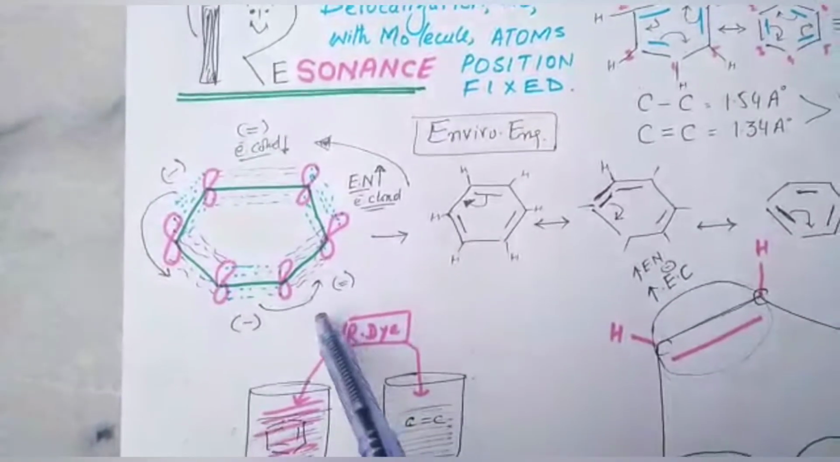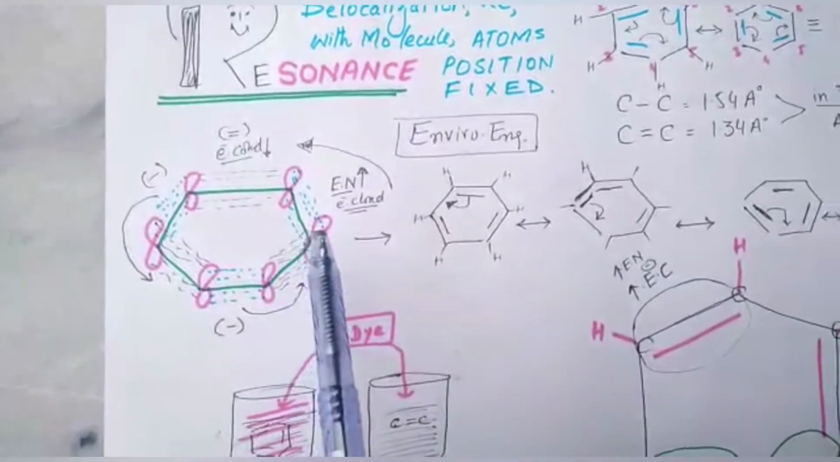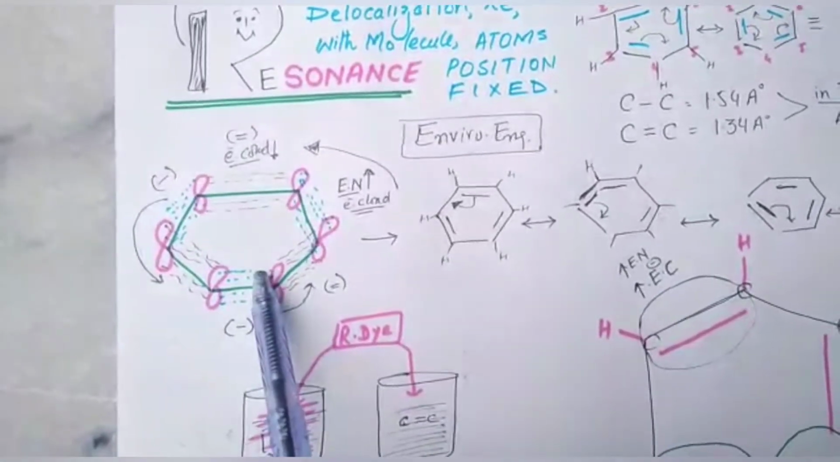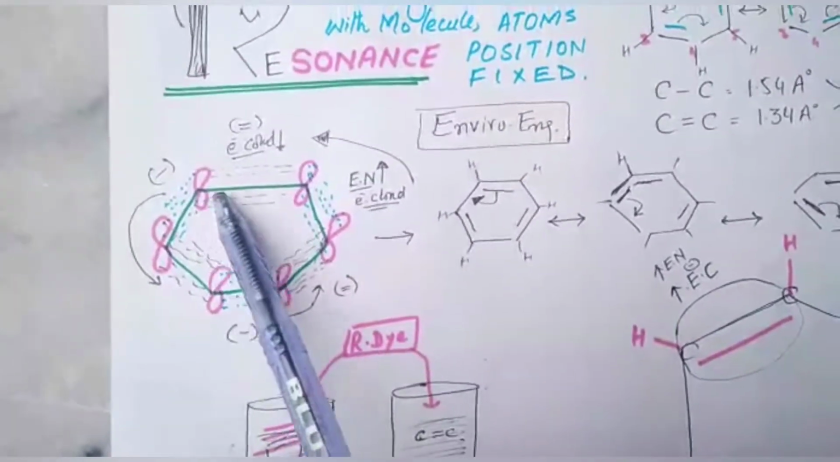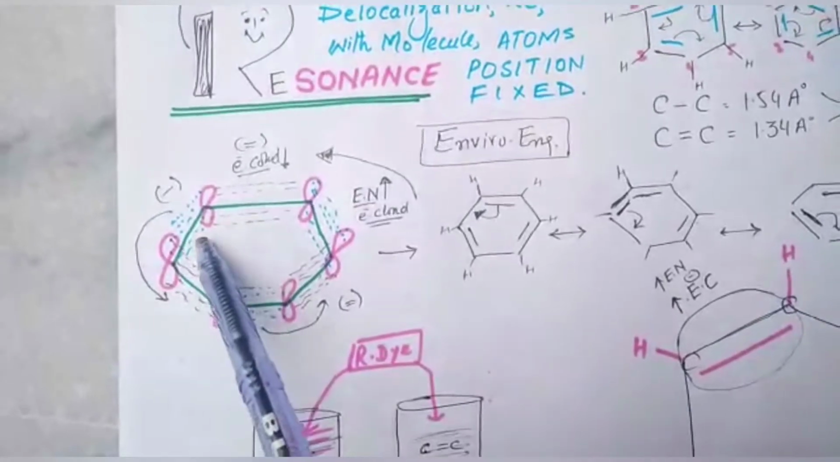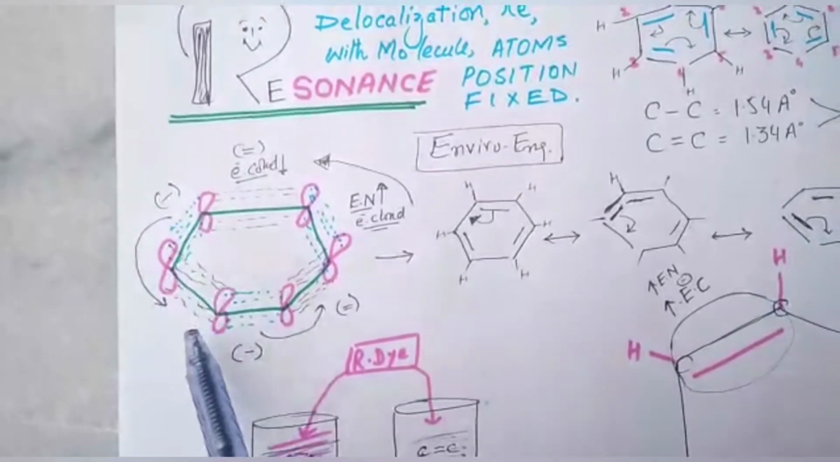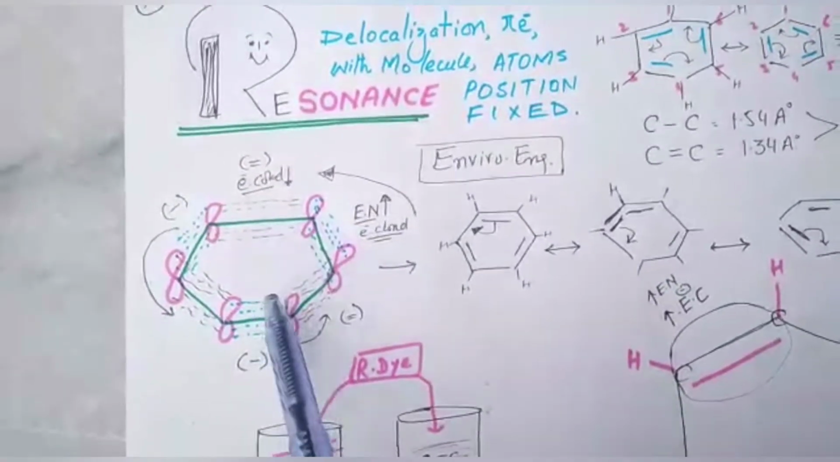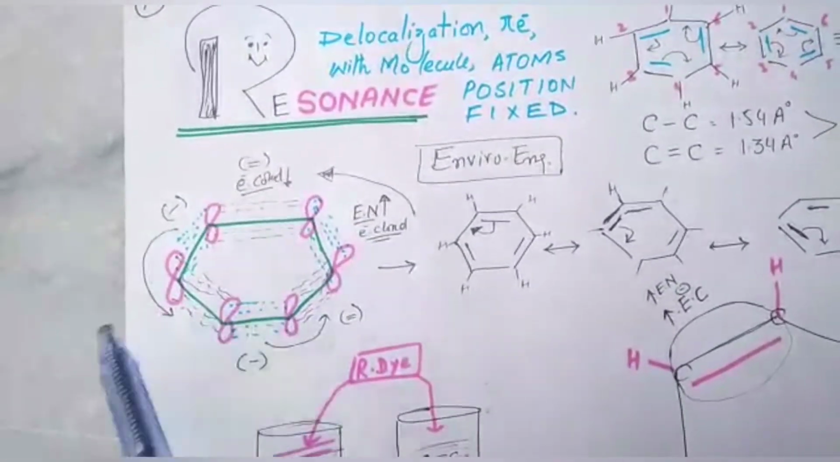How does delocalization occur among the atoms of benzene? This is the structure of benzene. This is the double bonded area, double bond, double bond. This is single bond, and single bond.